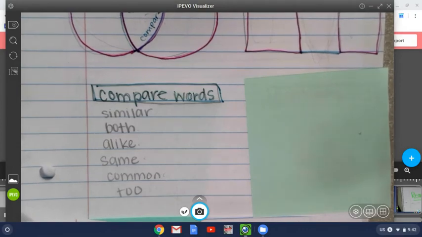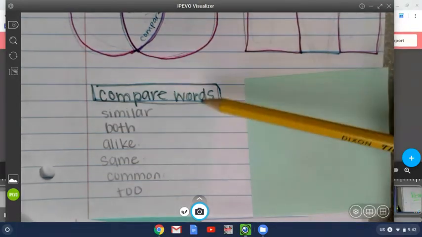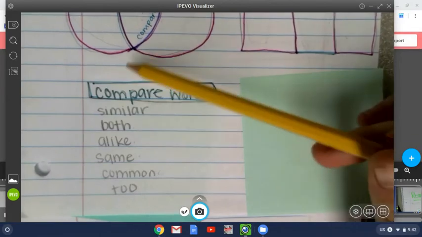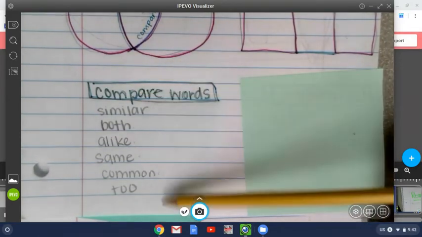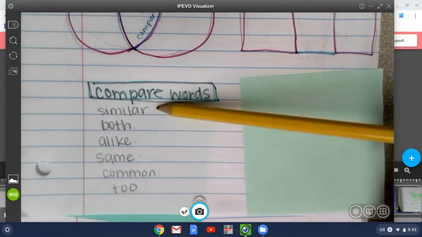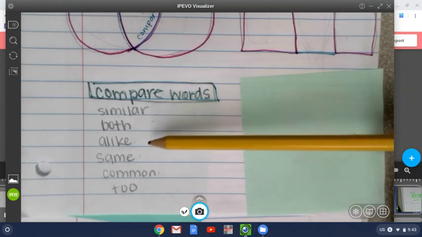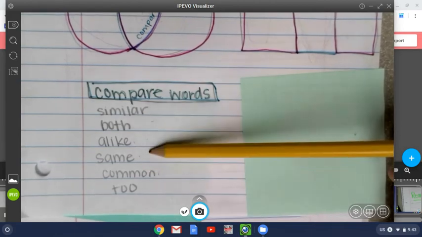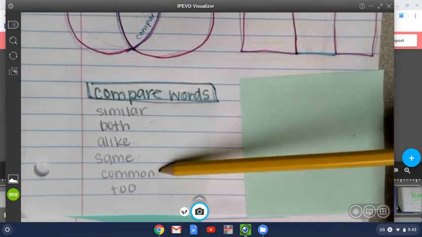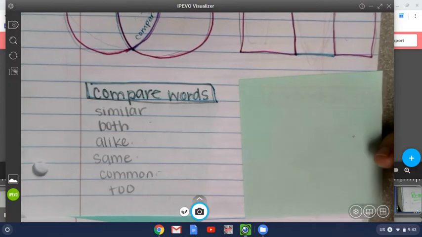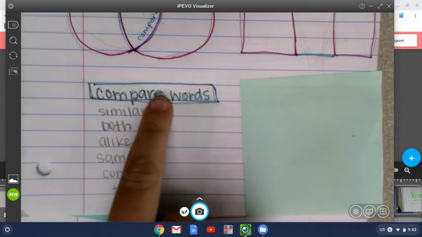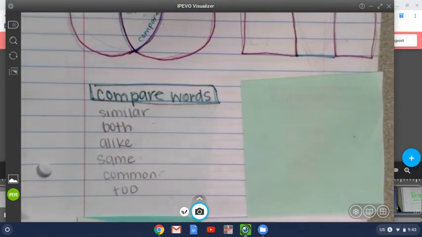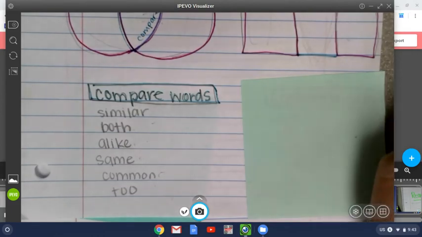And then we're going to talk about words that we can use when we're talking about comparisons or things in common. So I would like you to write this list of words: similar, both, alike, same, common, and too. Go ahead and write those words down to show how things compare. And I outlined my compare words in blue so that you still knew that it went with the compare at the top.